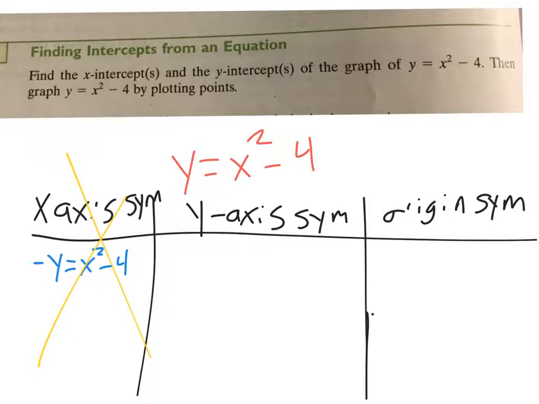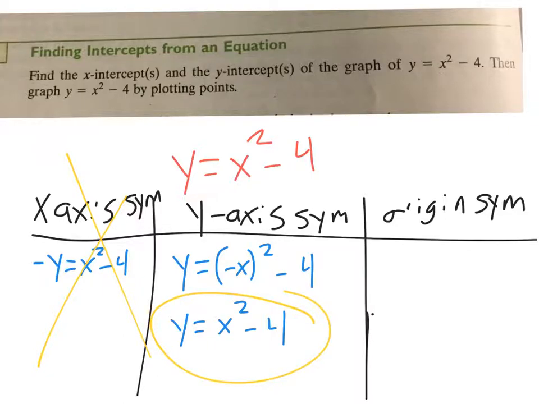Now, let's test for the y-axis. Same thing. The y-axis is vertical. If I had a point on one side, and it flipped to the other side of the y-axis, that's changing the sign of my x. So to test for y-axis symmetry, I'm going to change the sign of my x. So this is y equals negative x, squared, minus 4. What is negative x squared? That's just positive x squared. Negative times a negative is positive. So when I simplify that, is this the same as my original? It is. So this graph has symmetry with respect to the y-axis.